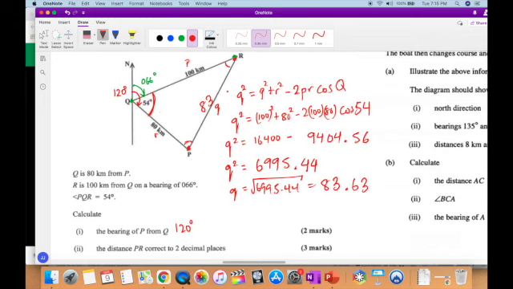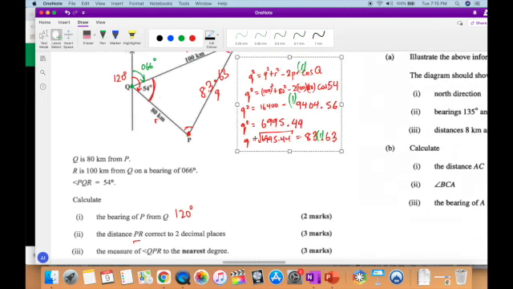83.63, right? So we got that PR. So PR is 83.63. That was 3 marks. You would get 1 mark for the formula, 1 mark for the answer, 1 mark for the working, and that is where your 3 marks would have come from.